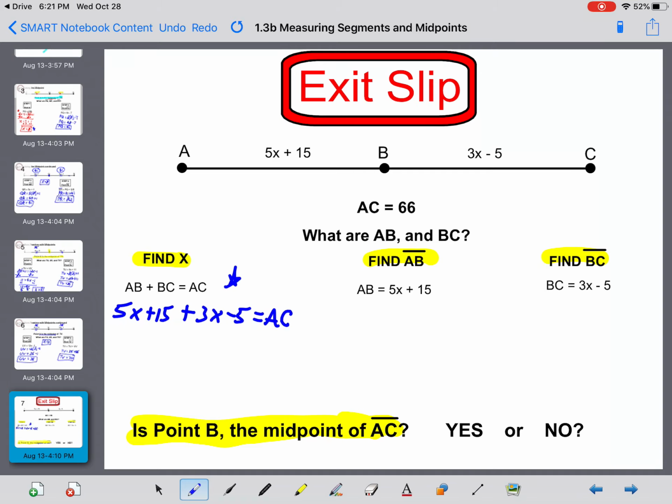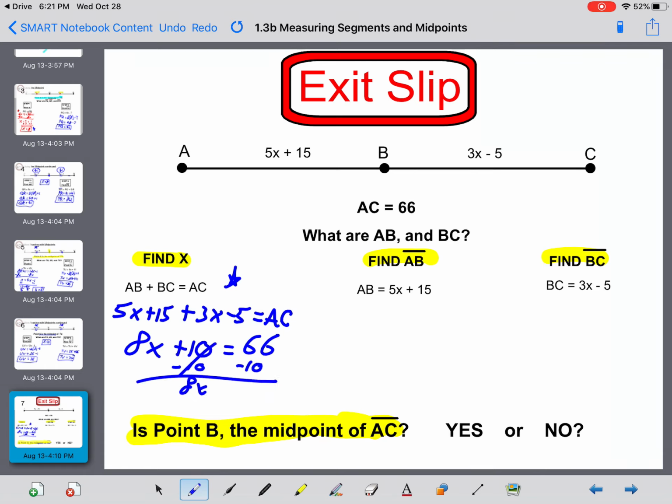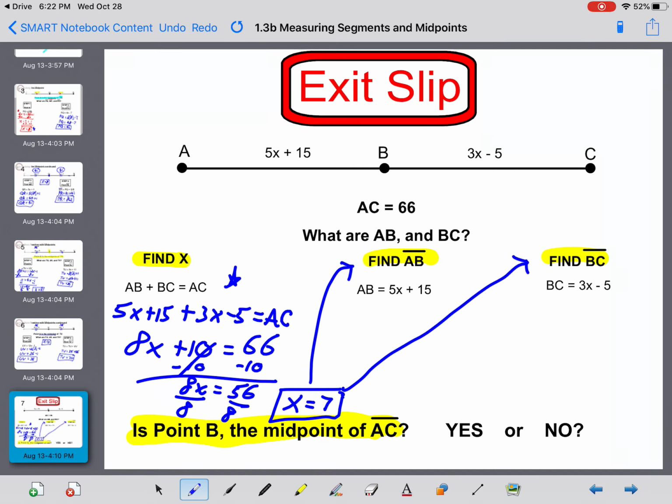So really we're going to combine like terms here. 5x plus 3x makes 8x, and 15 minus 5 is 10. Okay. AC is equal to 66. We are going to subtract 10 on both sides, and 8x equals 56. Divide both sides by 8, and x equals 7. Okay, use 7 to find the length of AB and of BC.